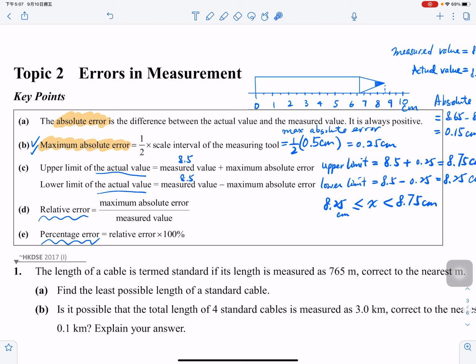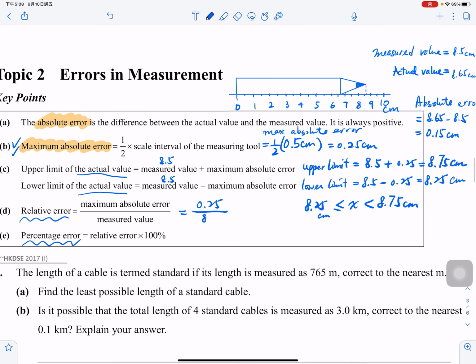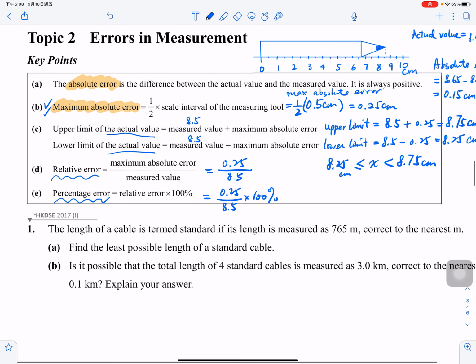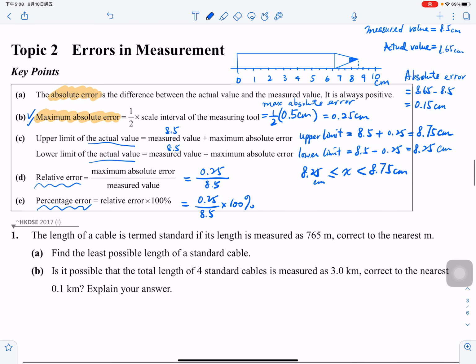And two more terms, relative error and percentage error. Relative error is simply found by using the maximum absolute error over the measured value. For example, this time the maximum absolute error is 0.25 and then over 8.5. So this is the relative error. And percentage error means 0.25 over 8.5 times 100%. Understand? Remember? Okay.